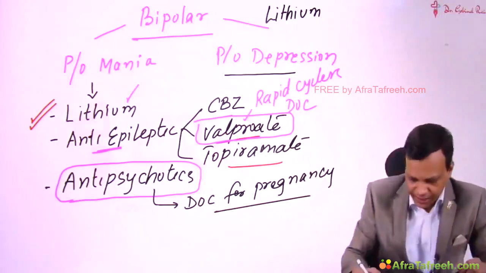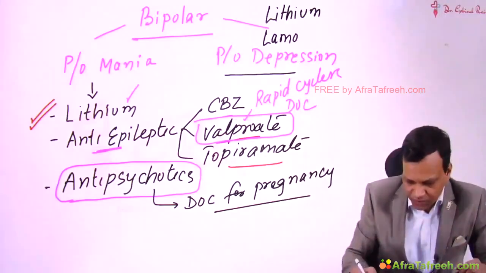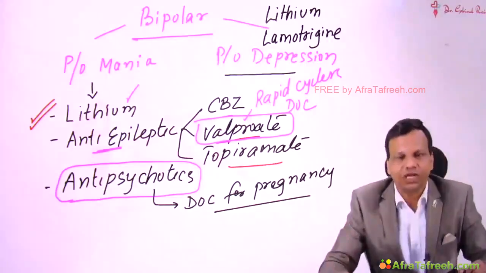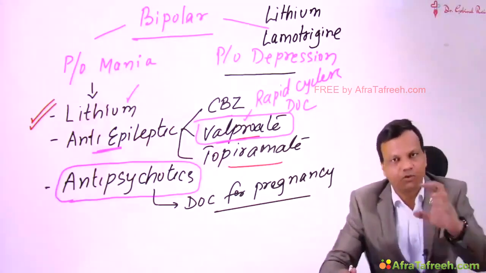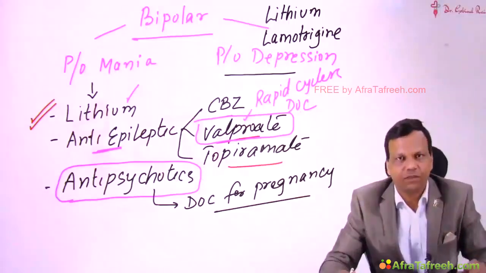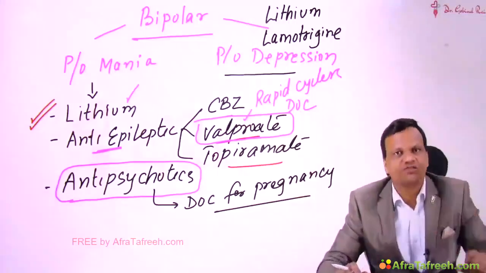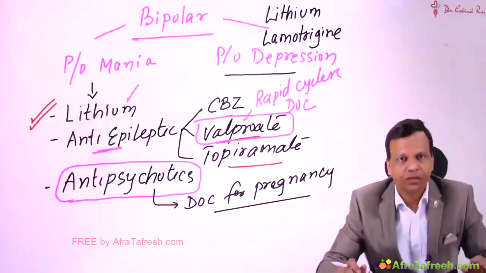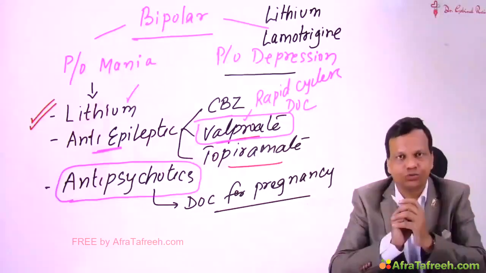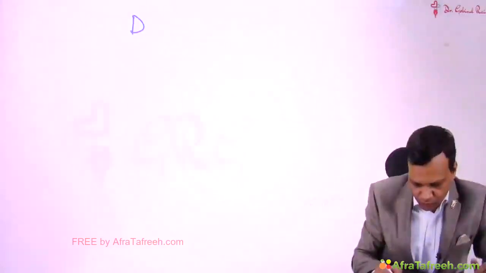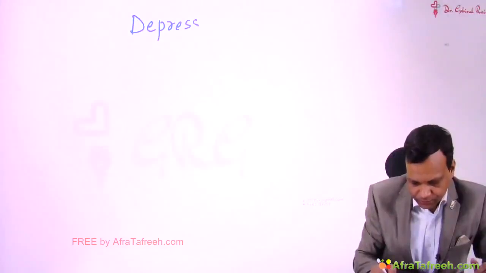Okay. Then second, one more drug can be used to prevent depression in bipolar disorder. It is lamotrigine. Remember, other anti-epileptic drugs are mainly used to prevent mania, but lamotrigine can prevent depression, though it is not able to prevent the risk of suicides. Clear? So these are the important points regarding bipolar disorder also. Okay, so now we will move to depression.